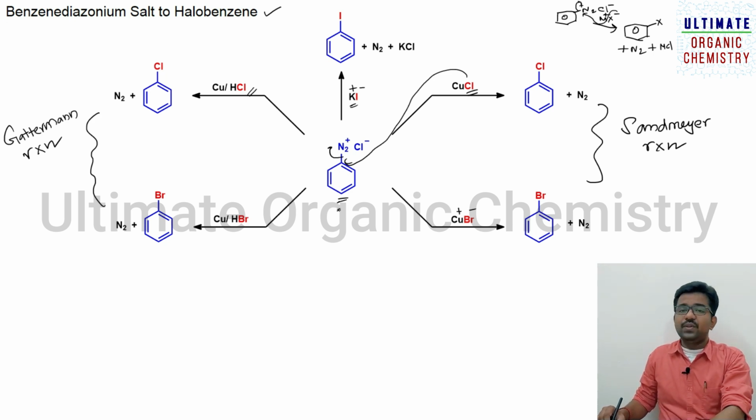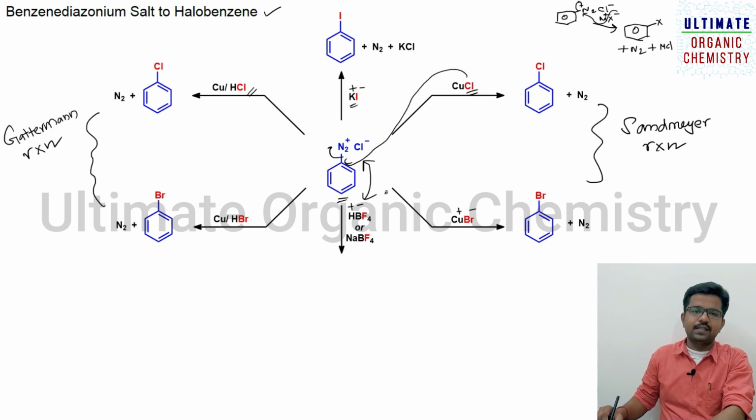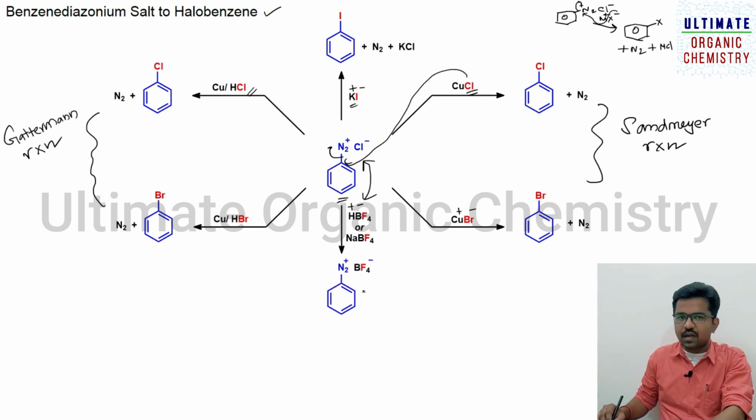For this purpose you need to treat with a reagent called fluoroboric acid, HBF4. If it is not given, you can use NaBF4 also, which is sodium tetrafluoroborate. When you treat any one of these reagents with benzene diazonium chloride, initially it will separate as H plus and BF4 minus. So first it will undergo ion exchange: this anion will exchange, and it will form this type of diazonium salt, right?